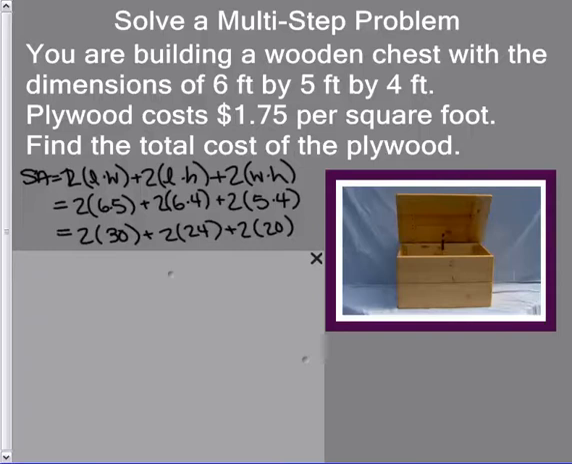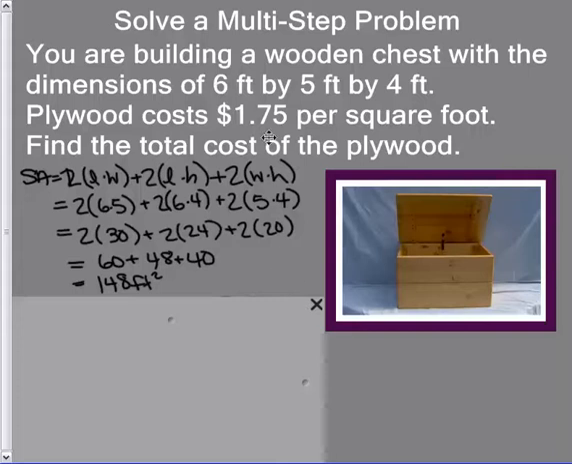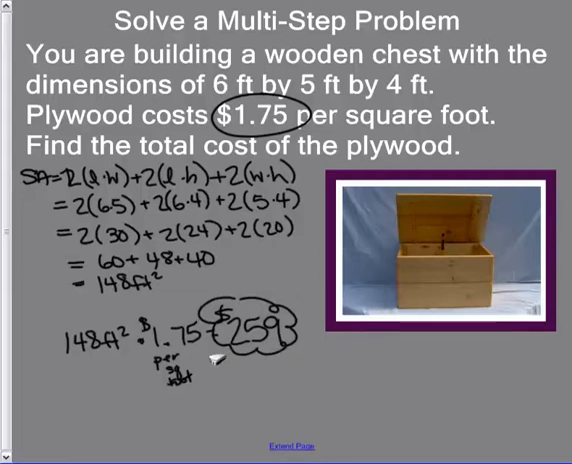Then I multiplied and doubled them. And I got 60, 48, and 40, so the total wood that I need for the chest is 148. But I know that every square foot, and I have 148 square feet, is going to cost me $1.75. So if one costs $1.75, 148 times $1.75 would cost me $259 to make this chest.